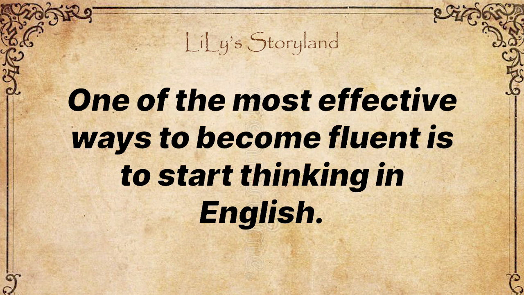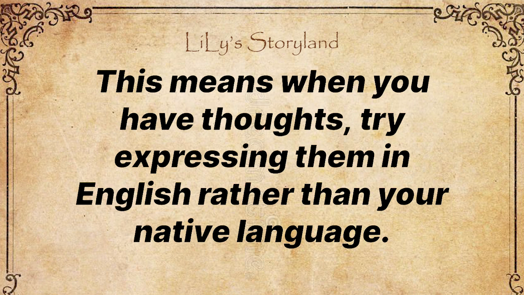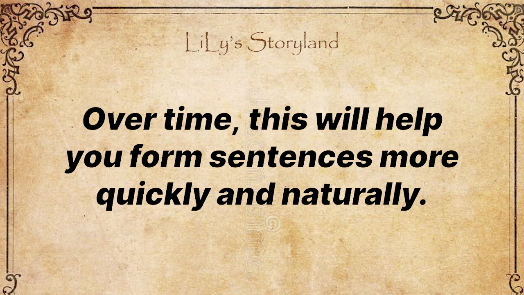Thinking in English. One of the most effective ways to become fluent is to start thinking in English. This means when you have thoughts, try expressing them in English rather than your native language. Over time, this will help you form sentences more quickly and naturally.